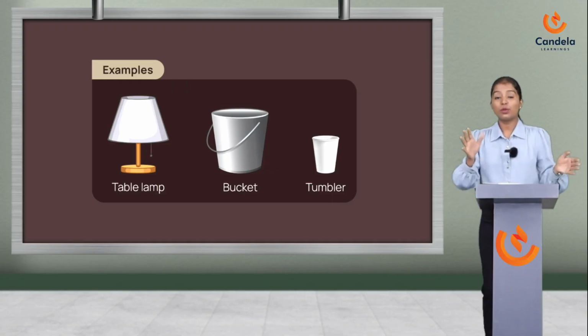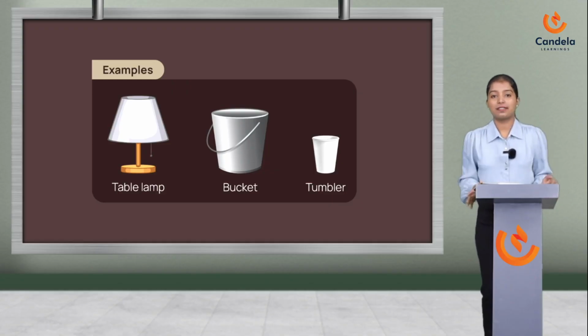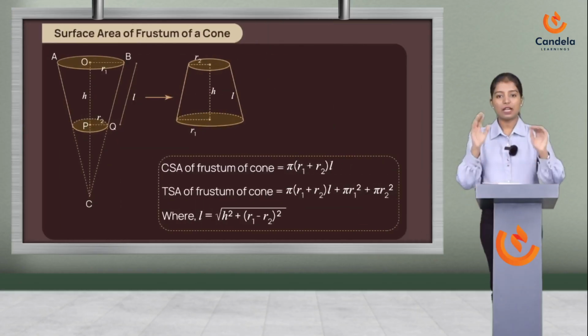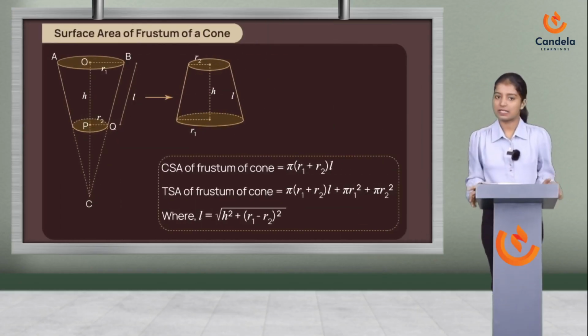So yes, if you look around, you can see many objects that are in the shape of frustum of a cone. For example, a table lamp. Yes, it is in the shape of a frustum of a cone, right? Then bucket, tumbler, we use these things in our day-to-day life, right? So yes, we can definitely say that these objects are in the shape of frustum of a cone. If you observe, you can see more and more objects in this particular shape. Now let's talk about surface area of frustum of a cone.